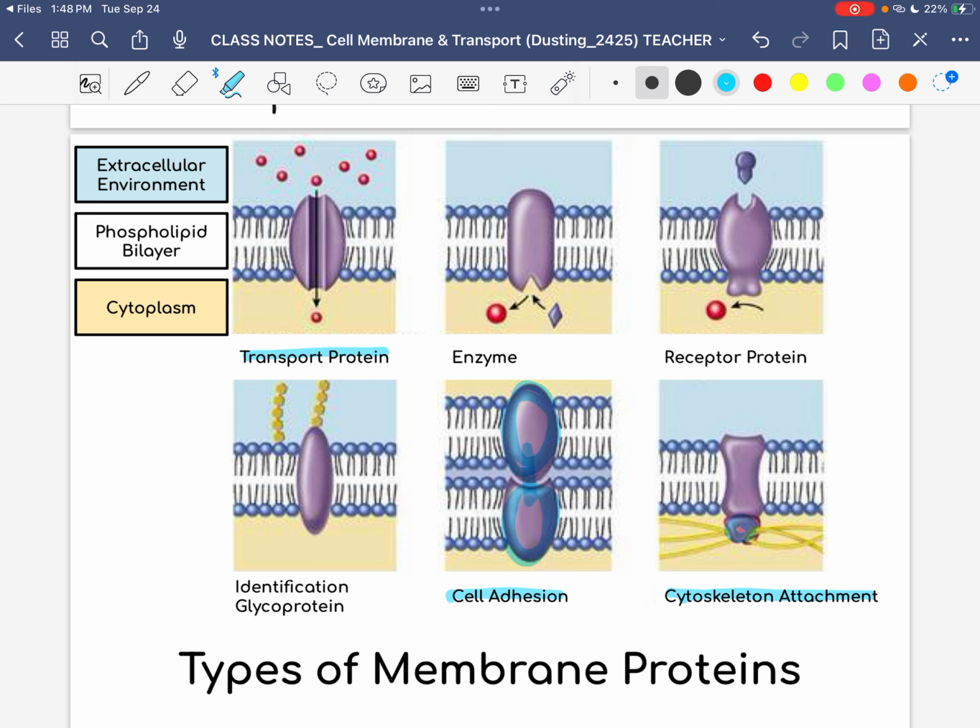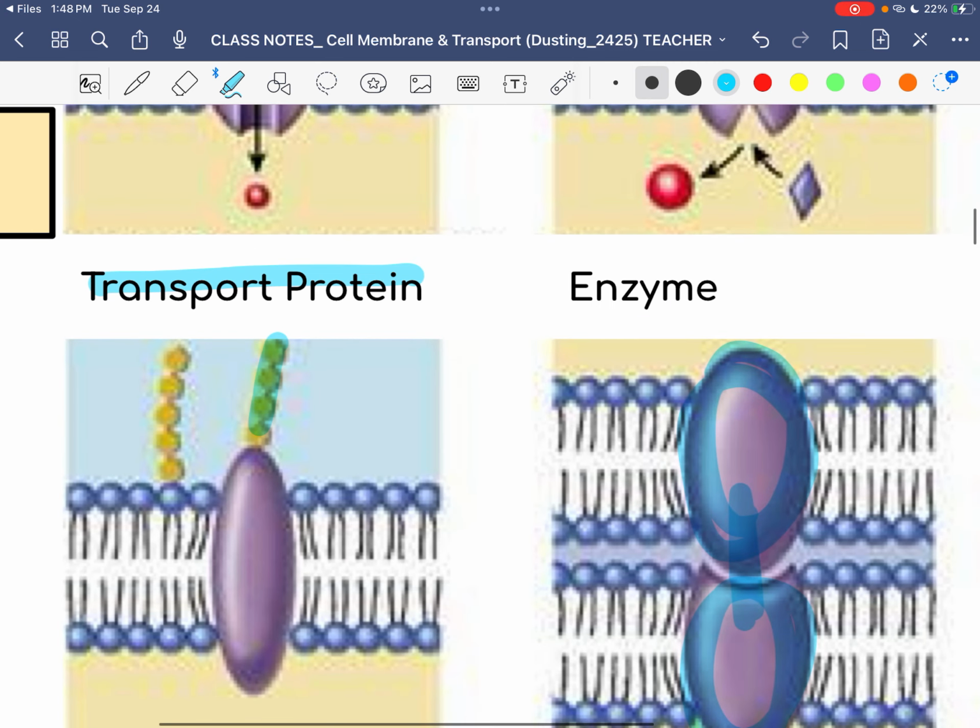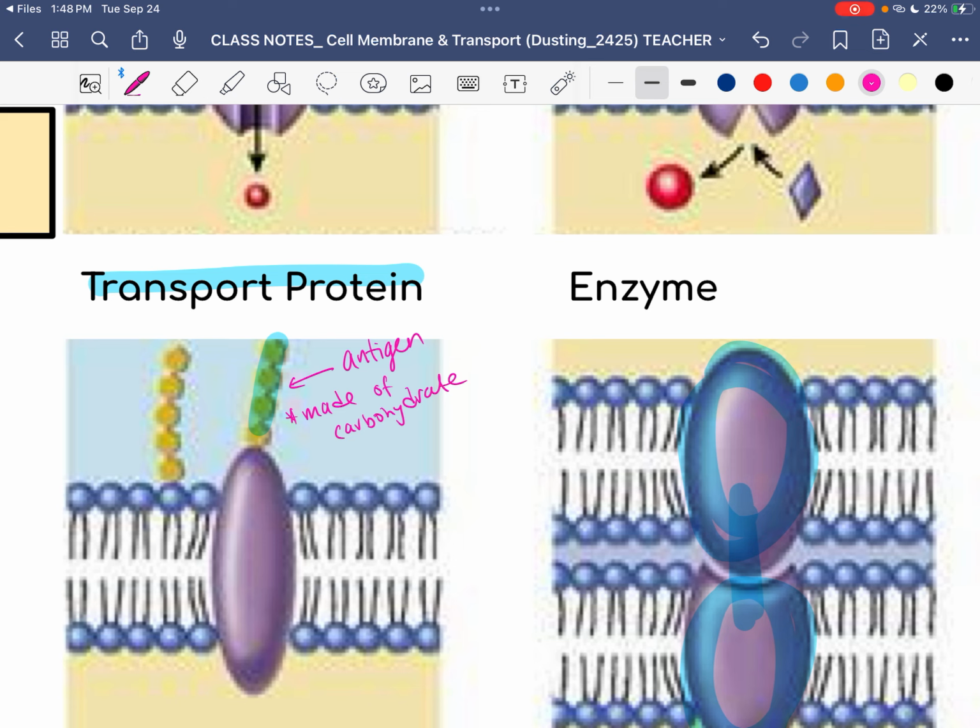But also here's an antigen here. And so these glycoproteins, the carbohydrate part, this is called the antigen. And it's kind of like it identifies the cells, right? And it's made of carbohydrate. And so because we've got a carbohydrate and a protein, this is called a glycoprotein.